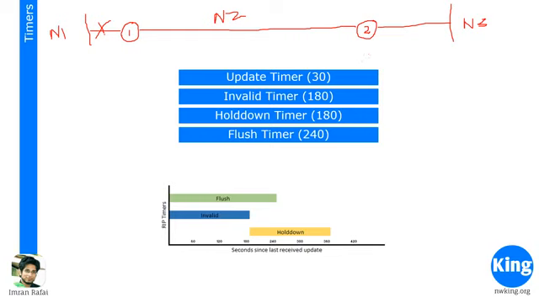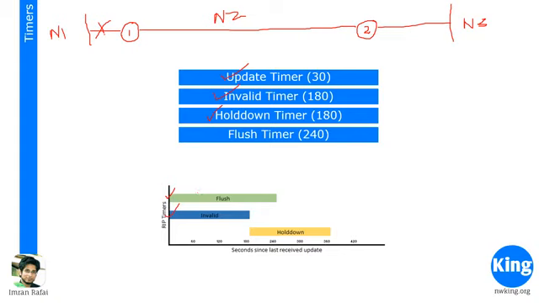So this is what the timers are. We have the update timer every 30 seconds, then we have the invalid timer, which runs for 180 seconds. That is the time it is going to wait until a new update comes for that router. If it doesn't come, it's going to put that network into a hold down state, and a hold down timer of 180 seconds starts. But with this invalid timer, another timer called the flush timer, you can see it here, invalid and flush start together.